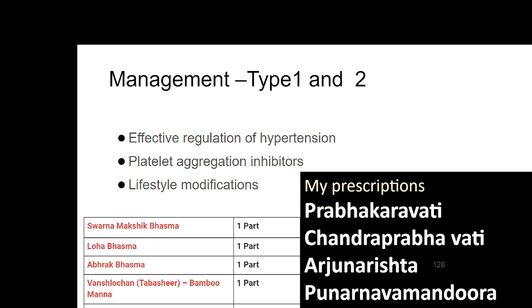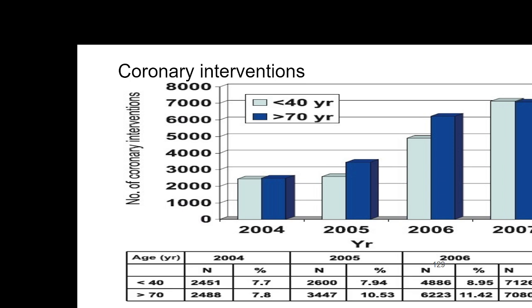Prabhakaravati is a yoga which is prepared by the local pharmacy, and the contents of Prabhakaravati are Svarnamakshika Bhasma, Loha Bhasma, Abhraka Bhasma, Vamsha Rochana, and Shuddha Shilajitu, with Arjuna decoction used to prepare it.